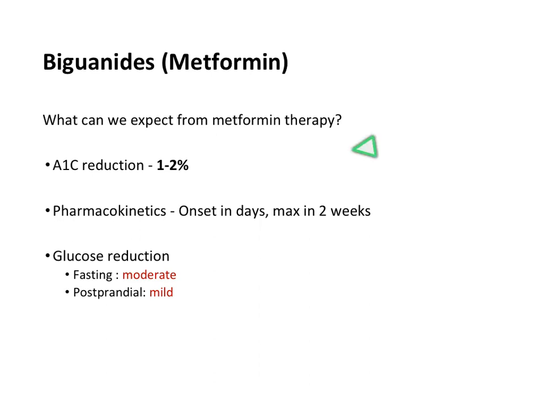Typically, we will see an A1C reduction of about 1 to 2%. That's actually pretty great for patients who are in that pre-diabetic range or who are hovering around 8.5% A1C. It starts to work in a few days, and of course we don't know the effect on A1C for about 3 months, but it will be at max effectiveness at about 2 weeks.